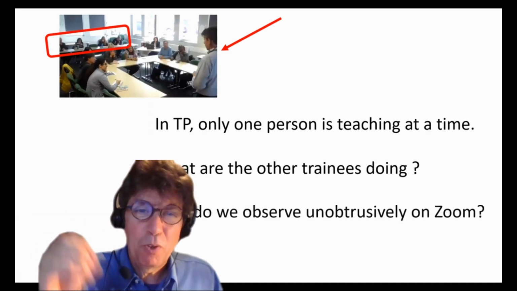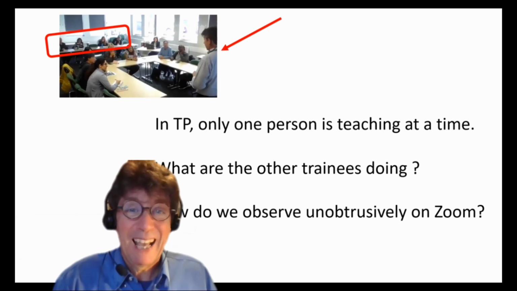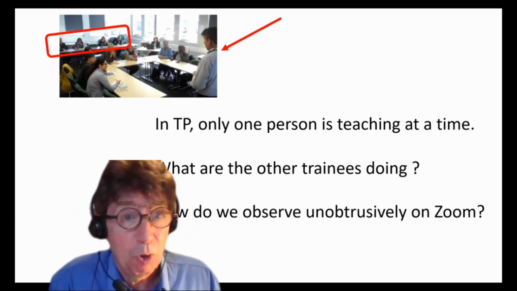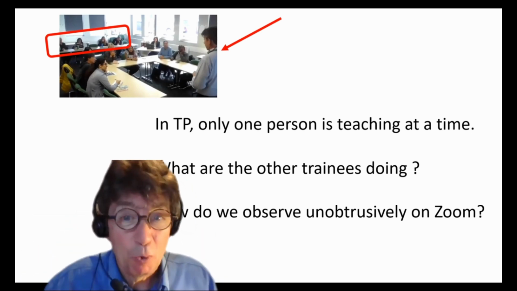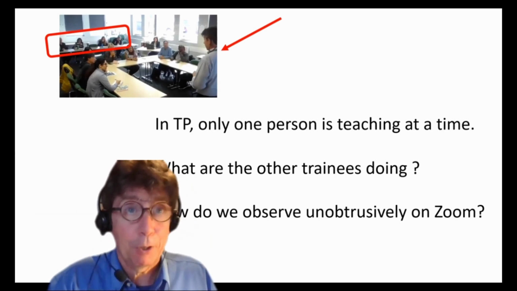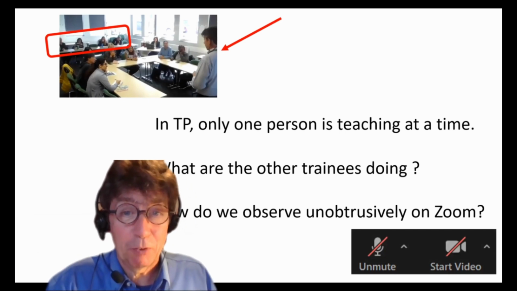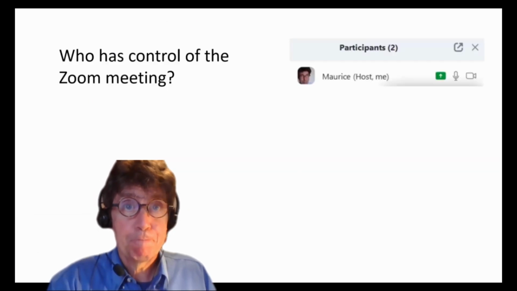We need to observe unobtrusively. We need to be out of the way in the same way here. But how are we going to do that when we're observing? Any ideas? With the camera off, maybe? Exactly. Muted, camera off. Okay, good. So remember those two buttons are going to be quite important.